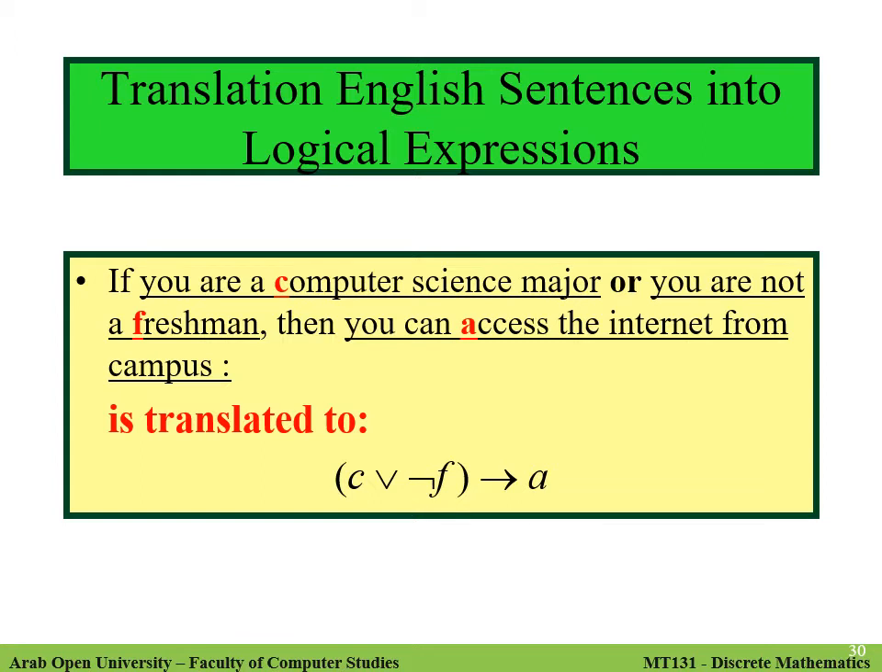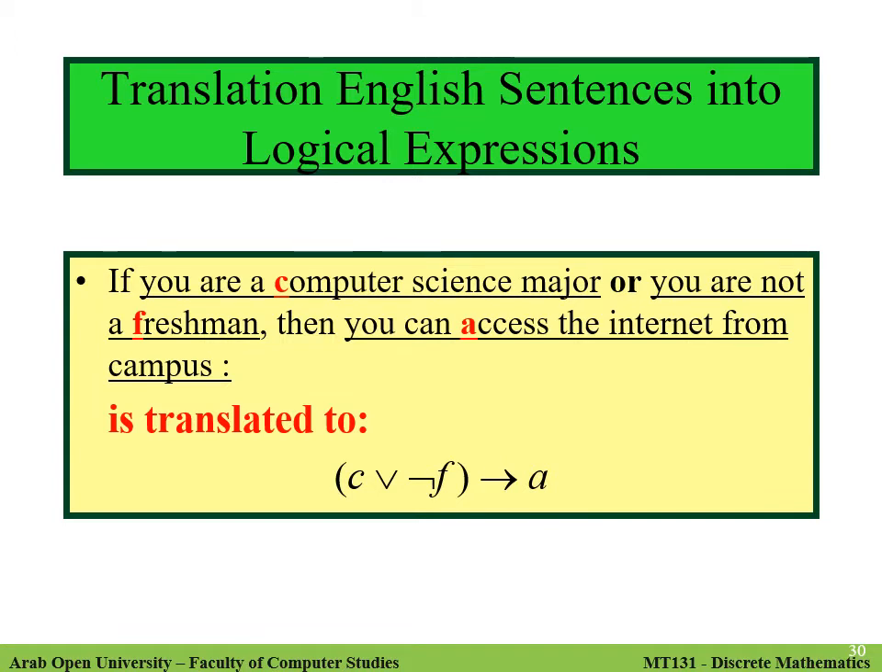If you are a computer science major, this is C. Or you are not a freshman, this is not F. Then what is the conclusion? You can access the internet from campus. And this statement is A. Here the assumption is a compound statement, and you should take the first two statements together, joined by or. This is before then. The conclusion will be the statement, you can access the internet from campus.